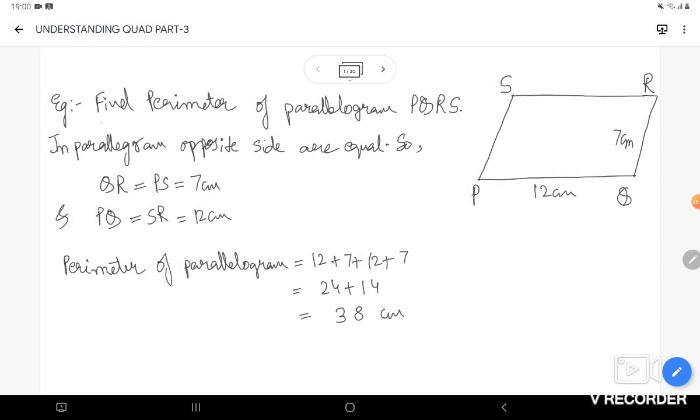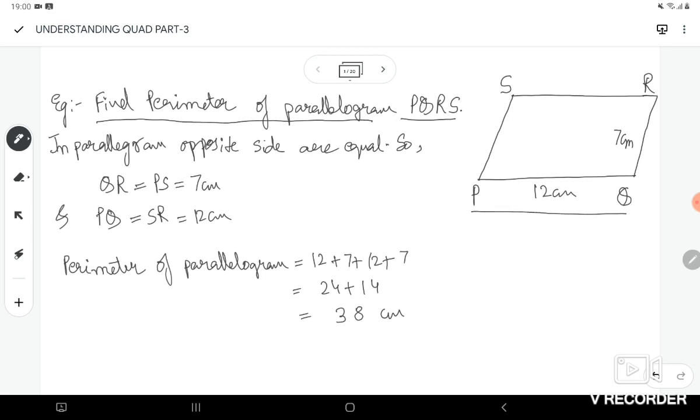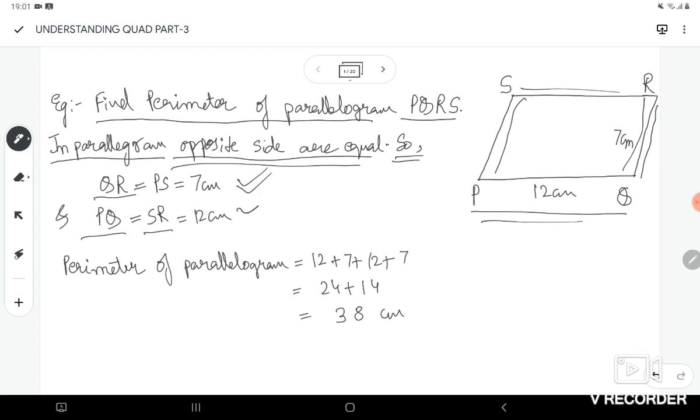Now let's see an example using the property that has been discussed. It says find the perimeter of a parallelogram PQRS, where PQ is given as 12 centimeters and QR is given as 7 centimeters and the other sides are not given. We have to find the perimeter of the parallelogram. Now we have seen that in a parallelogram opposite sides are equal. So QR would be equal to PS equal to 7 centimeters and PQ equal to RS equal to 12 centimeters.